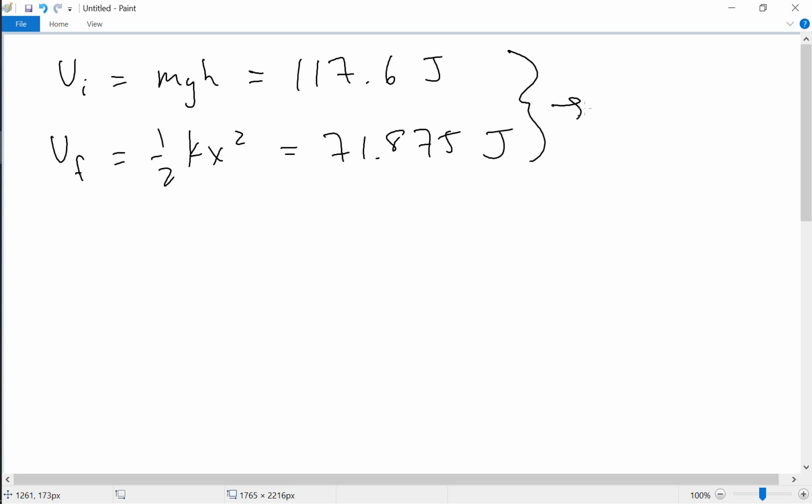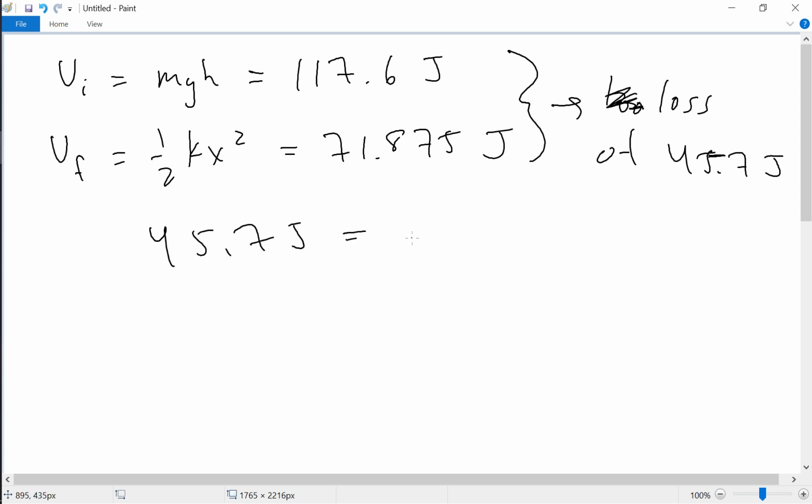That makes for a net loss of 45.7 joules. So that 45.7 joules has to equal the magnitude of the work done by friction, which is going to be equal to our change in internal energy.